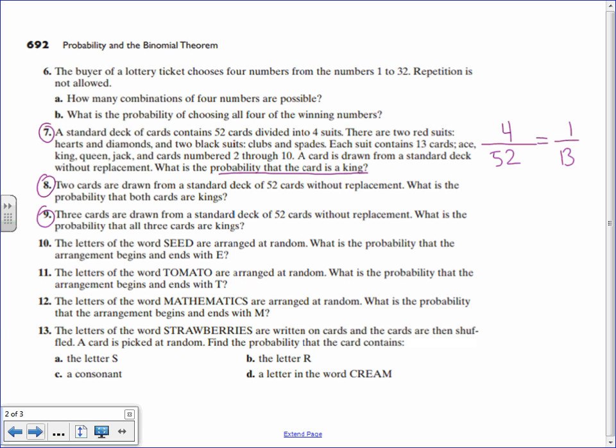Number 8 is very similar, but now we have 2 cards that are drawn from a standard deck of 52 without replacement. What is the probability that both cards are kings? Well, we just figured out the first draw. The first draw, the probability of drawing a king is 4 out of 52.